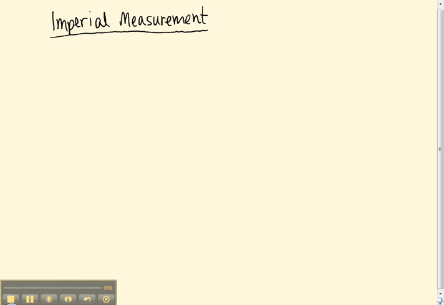Alrighty folks, this is for section 1.2, which is on imperial measurement. For those of you who aren't familiar with it, imperial measurement is basically what the United States still uses. The US, Liberia, and Burma still use the imperial system, so this is not necessarily something you'll be coming across everywhere.